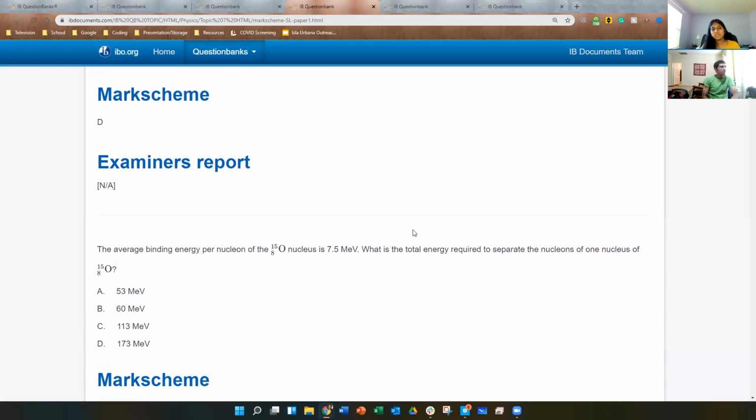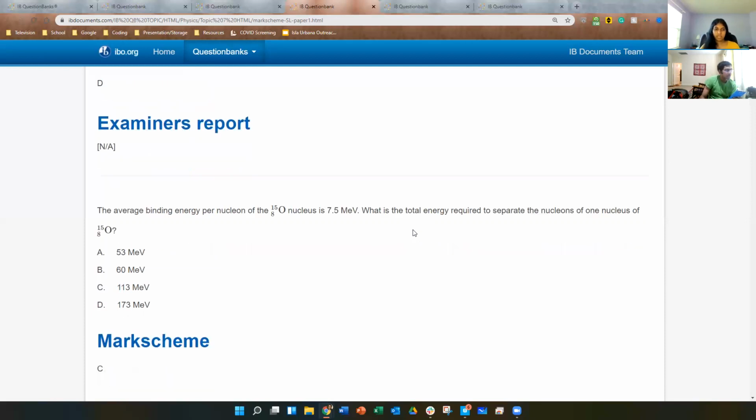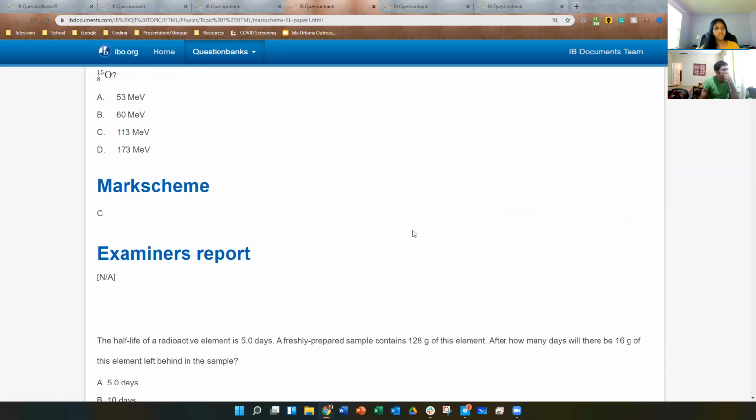The average binding energy per nucleon of an oxygen-15 nucleus is 7.5. What is the total energy required to separate the nucleus? Is it C? Just do that times 15. Is that it? Yeah, but that seems really simple, like the last one. Sometimes it really is that simple. So 7.5 times 15, about 113. Yeah, it is C. You have to be careful.